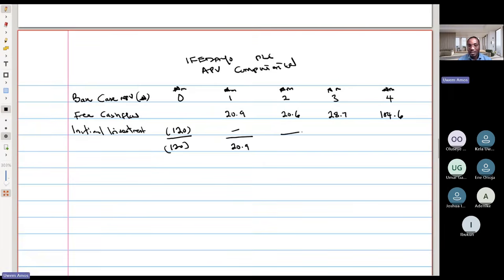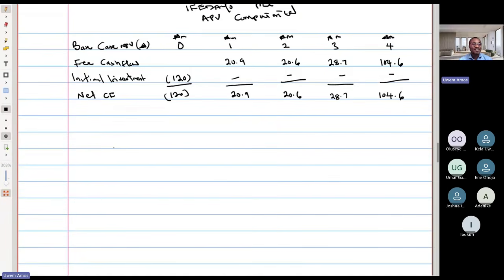20.9, 20.6, 28.7, 104.6. Okay, so this is our net cash flow. All right, so now let's discount. That's about what we need for that. We're not giving all of the sales variable costs. They've helped us provide all of the information onto the free cash flow, so it makes it a little bit easy.